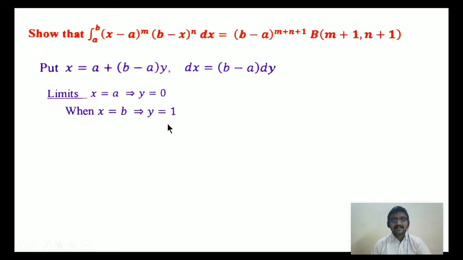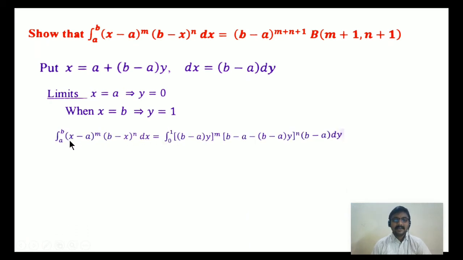With these limits, the given integral becomes the integral from 0 to 1. But what is x here? a plus (b minus a) into y. So clearly a gets cancelled. So we will have (b minus a) into y, whole to the power of m. Then b minus x. But what is x here? a plus (b minus a) into y. Multiplying with minus, we will have minus a minus (b minus a) into y. So (b minus a) minus (b minus a) into y, whole to the power of n. But what is dx? The dx value is (b minus a) into dy. Now (b minus a) into y whole power m is (b minus a) whole power m into y power m.